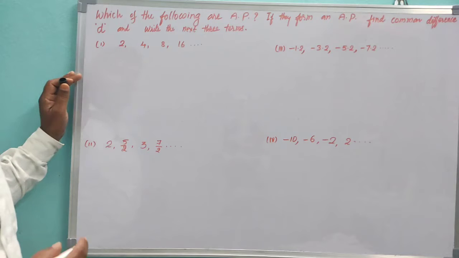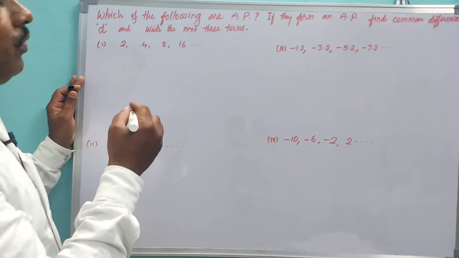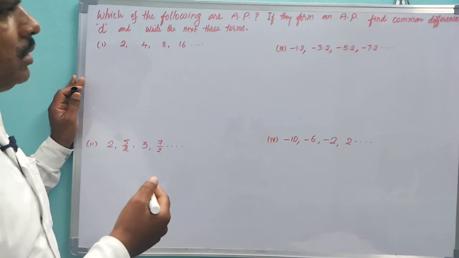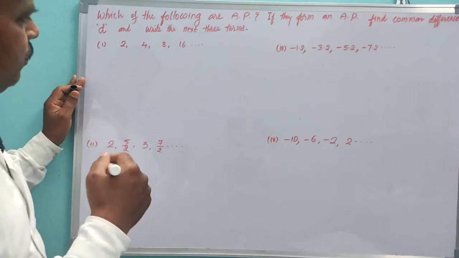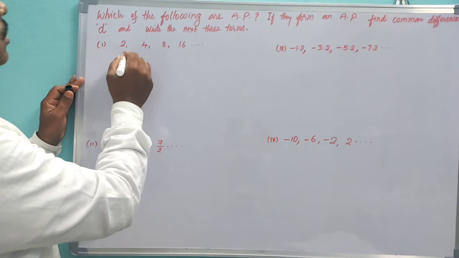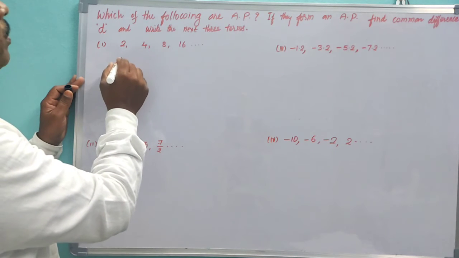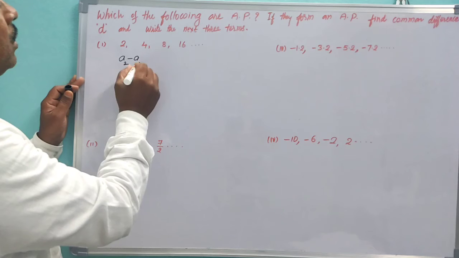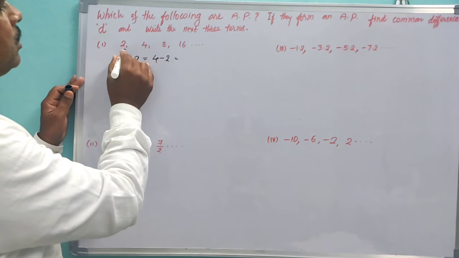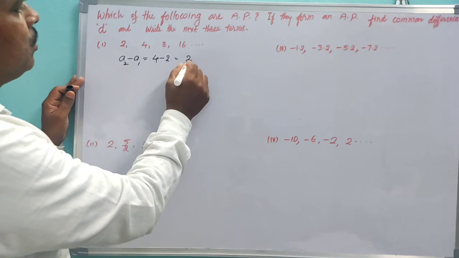Now see this first one. How can we justify whether the given series is an AP or not? We just find the difference between two consecutive terms, the second term and the first term. So A2 minus A1 is equal to 4 minus 2. This is the second term and this is the first term, so 4 minus 2 is equal to 2.